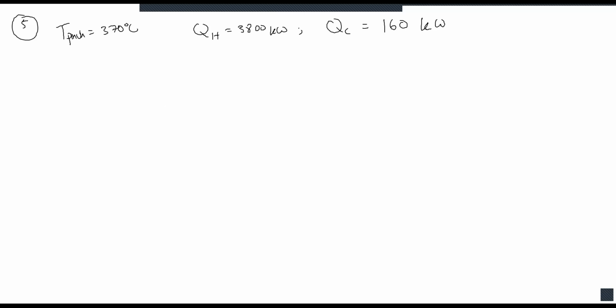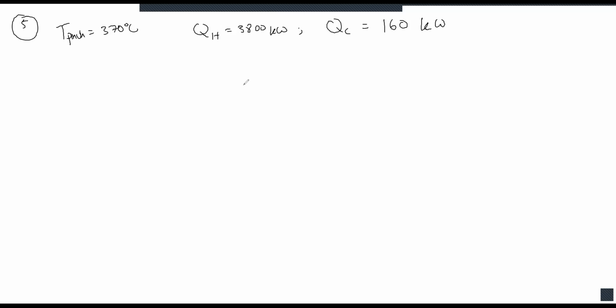Okay, let's draw our system. So I have 5 hot streams and 1 cold stream in this problem. So let's draw it. Let's give ourselves some space to draw it.